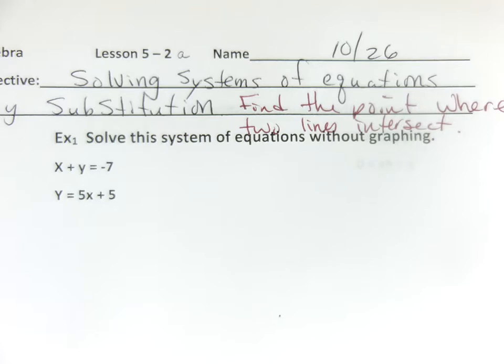There really are two lines that intersect. Even though we won't graph them, we won't even visualize it, we know we're looking for two lines that intersect at a certain point. Okay. So we get our answer. Our answer is going to be a point where the two lines intersect without graphing them.